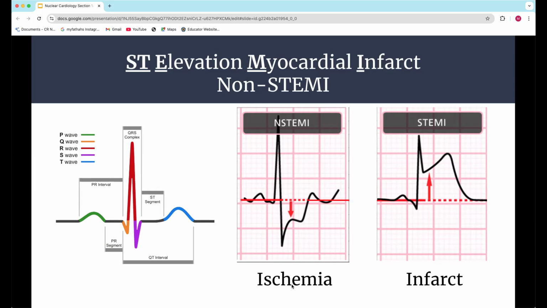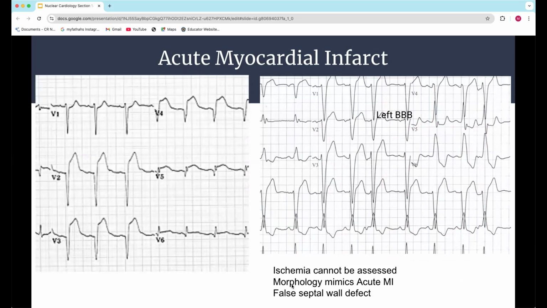But for now, and especially to answer your question, I want you to think about when we get an elevation, we're worried about infarct, a STEMI, a heart attack happening right now. Okay, when we go down, it's ischemic. It's not happening right now, but we are getting a reduction in blood flow. So now let's go back to this screen and we'll answer your question.